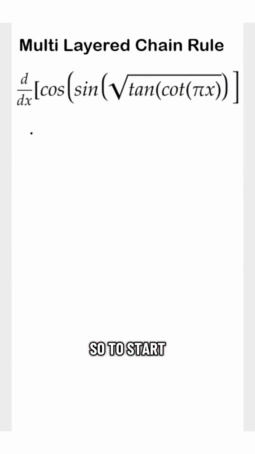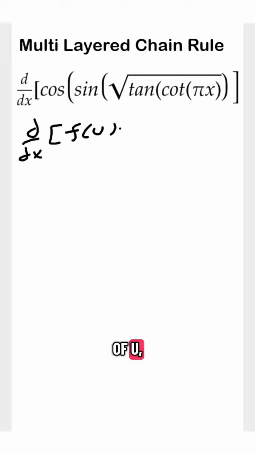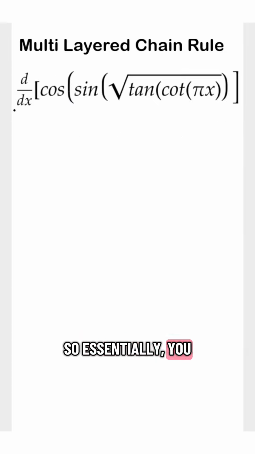So to start off, chain rule is essentially you have some composition function. So let's say we have f of u and u is a function of x. So the derivative of that is that you take the derivative of f but keep u the same and multiply by the derivative of u. So essentially you differentiate the outside function and you keep the inside function the same and you multiply by the derivative of the inside function. So let's show this here with this derivative.